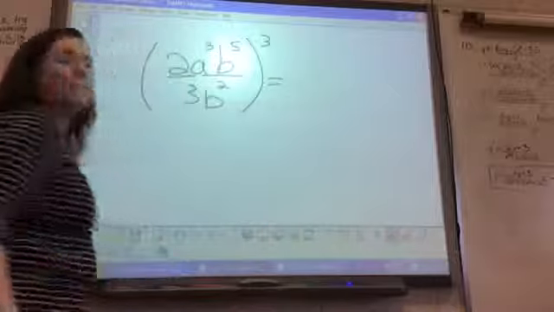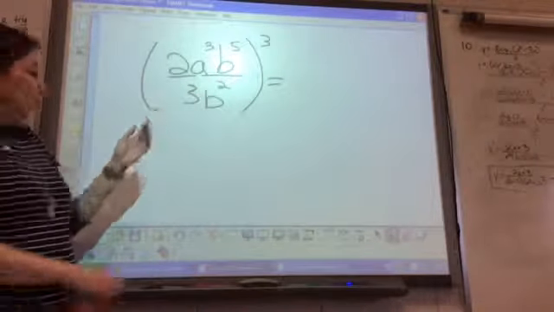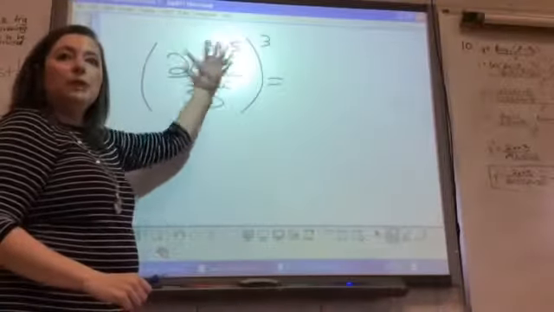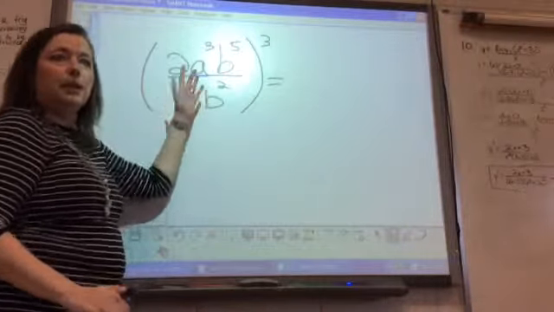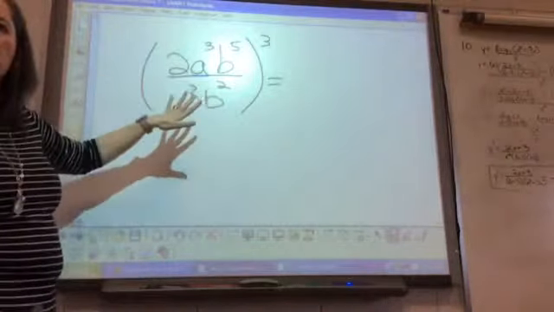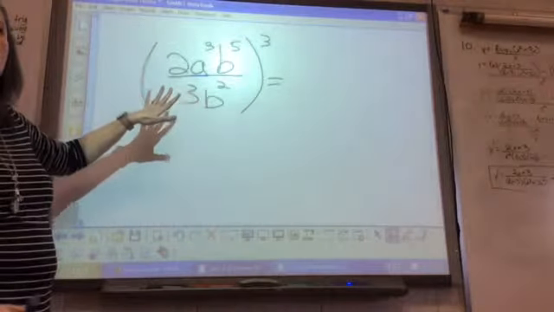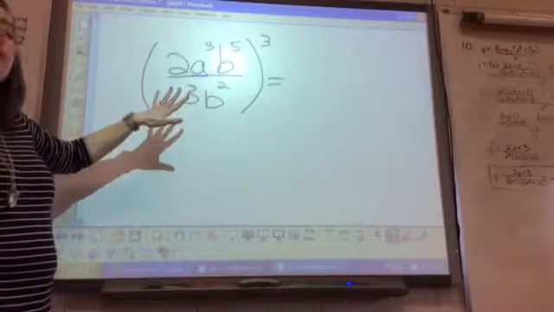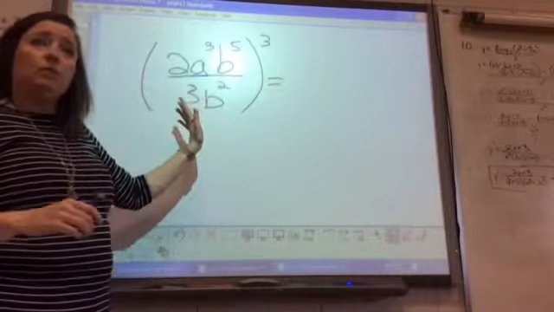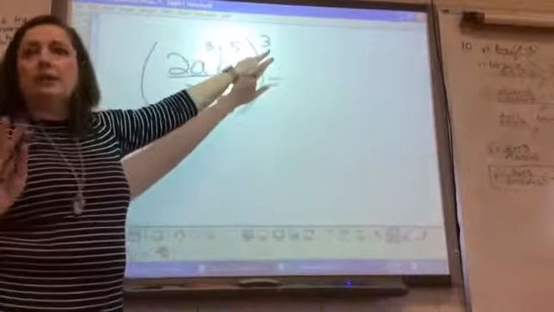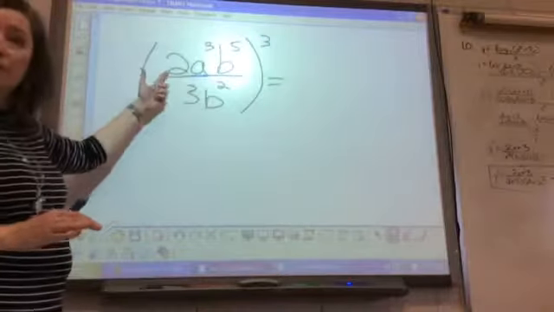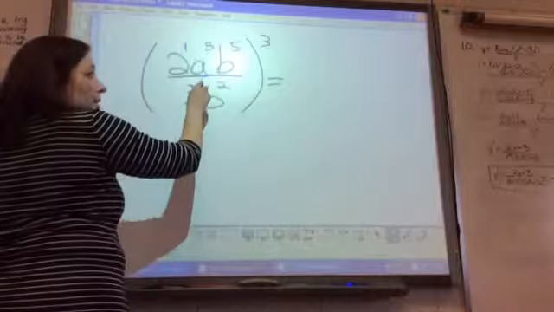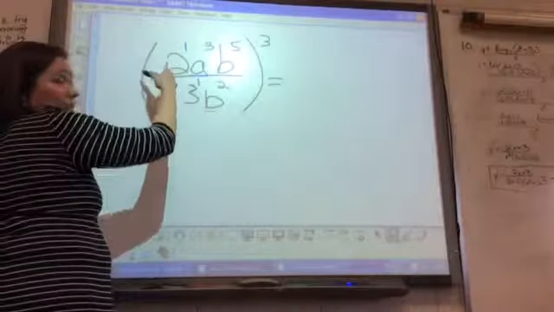Now this one's got a combo of stuff, notice. We got cubing everything here, and then we've got division going on. So we got 2 things. Y'all with me? Yeah? Okay. We're going to cube everything before we do the division. Now notice, everything gets the 3. Even the 2, even this 3. Because remember, technically, that's what they are right there.